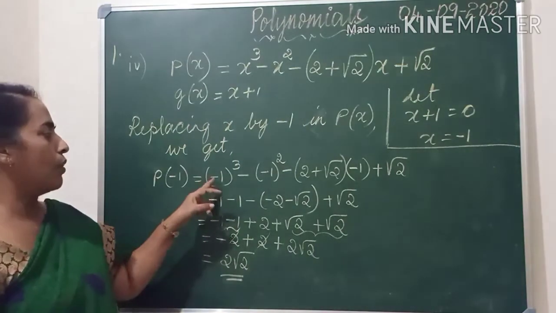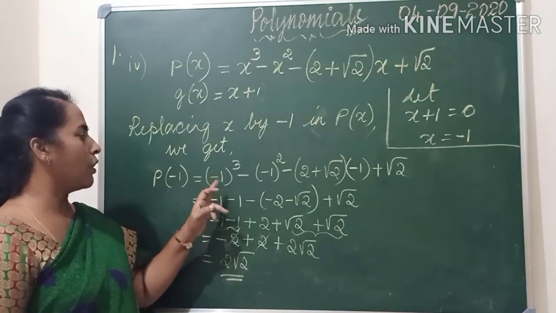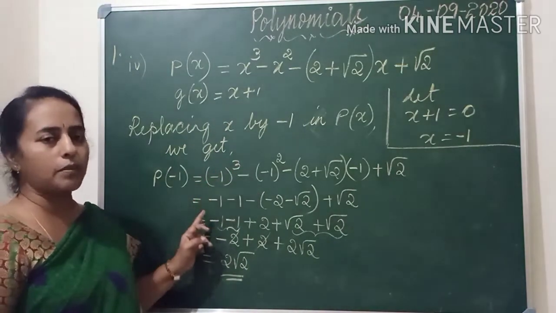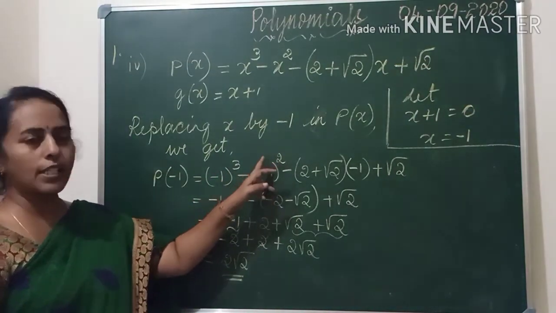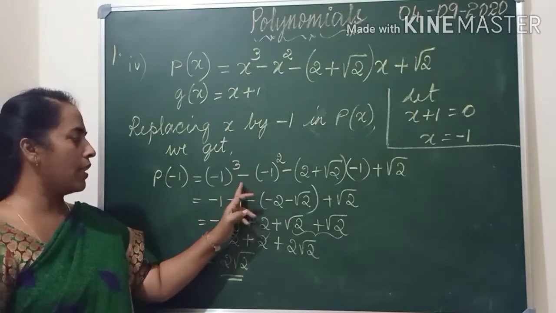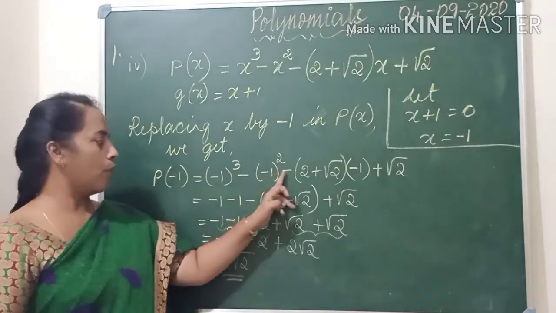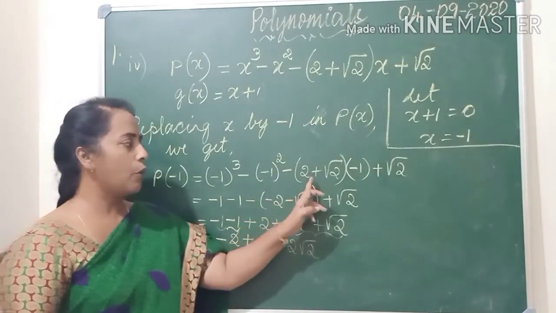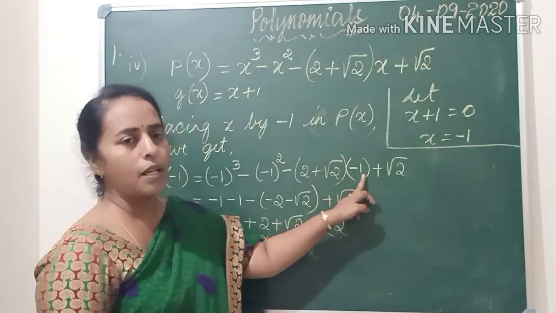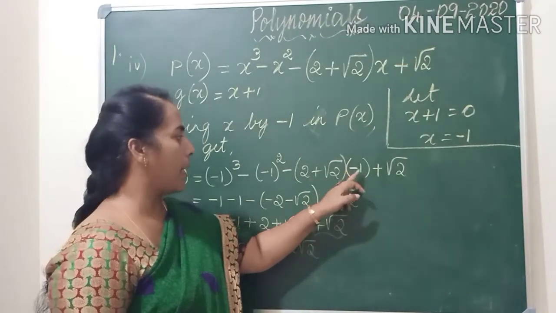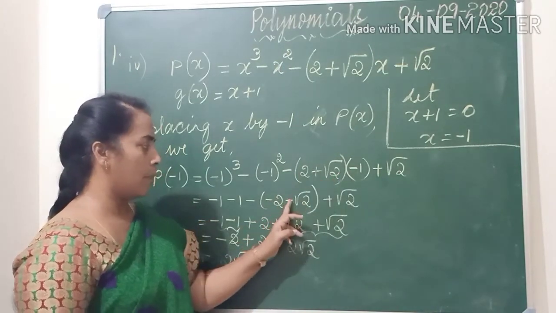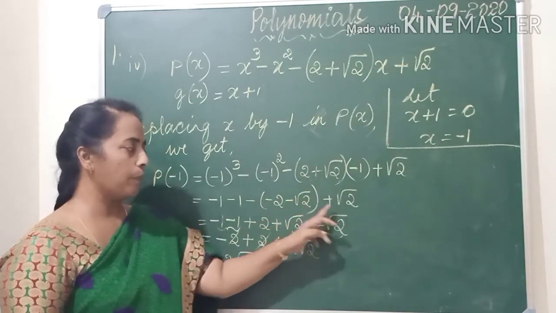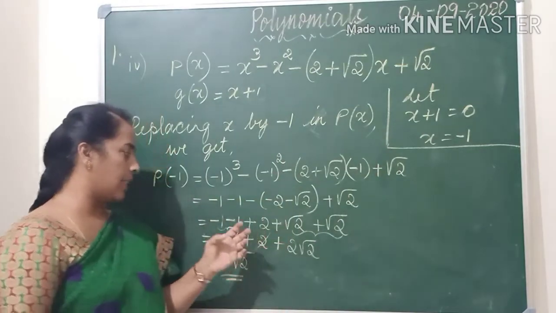Now in the next step, you have to simplify this. When you multiply minus 3 times, you will get minus only. So 1 cube is 1. Minus 1 the whole square is plus 1. Plus 1 into minus 1, minus 1. So write that minus. Now you have to multiply these two terms by minus 1. So multiply minus 1 into plus 2, minus 2, minus into plus, minus 1 into root 2, minus root 2, plus root 2, write that as it is.